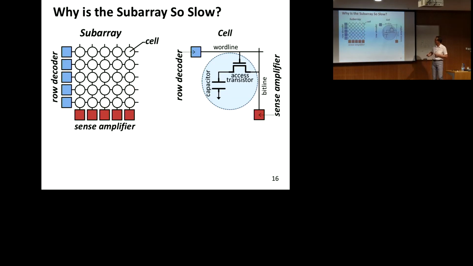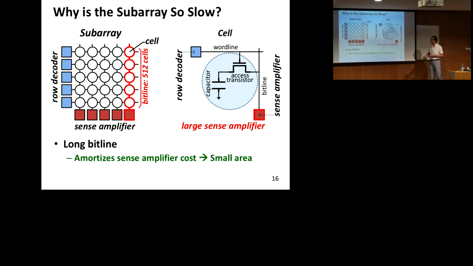So why is the subarray so slow? Basically, this is the two-dimensional structure. You have a cell, and you need a large sense amplifier. As I said earlier, the size of the sense amplifier today is more than 100 times the size of a cell, because it needs to sense things well. As a result of this, what DRAM manufacturers do is to have long bit lines. If you string together many cells to be connected to the same sense amplifier, you amortize the sense amplifier cost. This leads to small area. You basically use one sense amplifier to sense any one of the 512 cells over here. And even 512 is long. Remember, we broke the bank abstraction into subarrays. Bank was 32,000 cells. OK, we said that's too long latency.